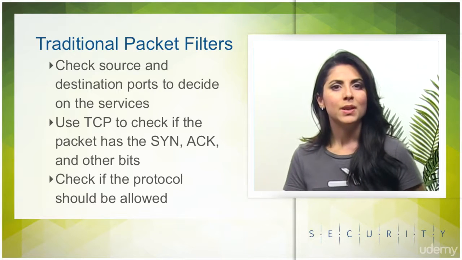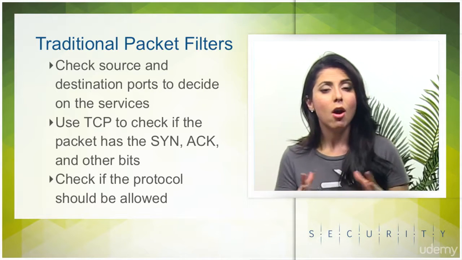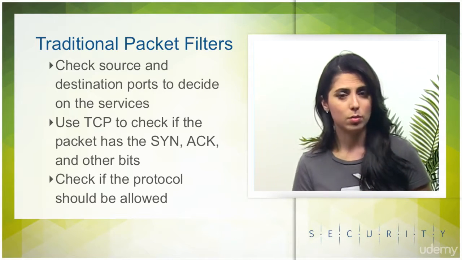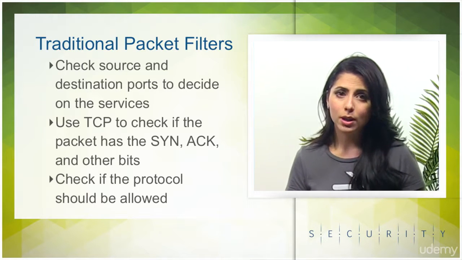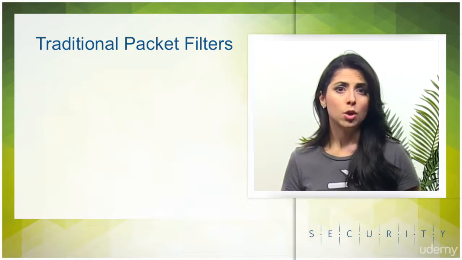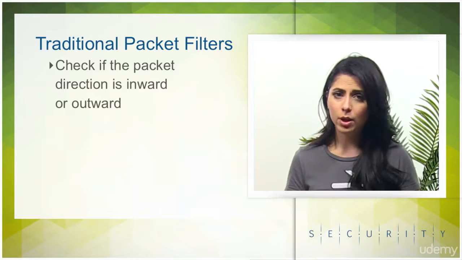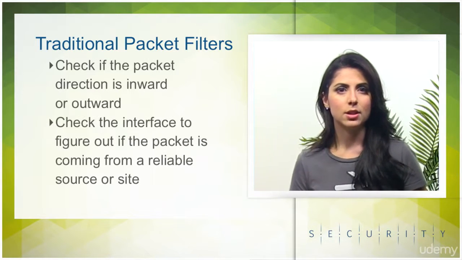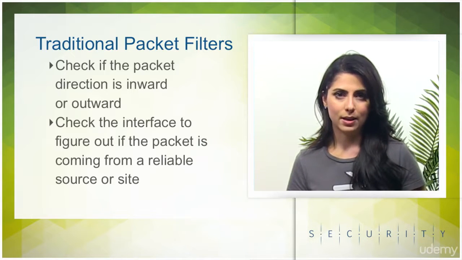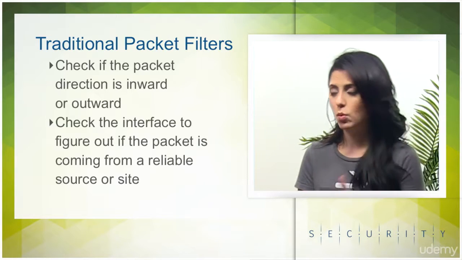Now, what does this mean? This is because there are restrictions on the protocols to be used. Some networks don't allow the UDP protocol. You also will check if the packet direction is inward or outward. You can also check the interface to figure out if the packet is coming from a reliable source or site.